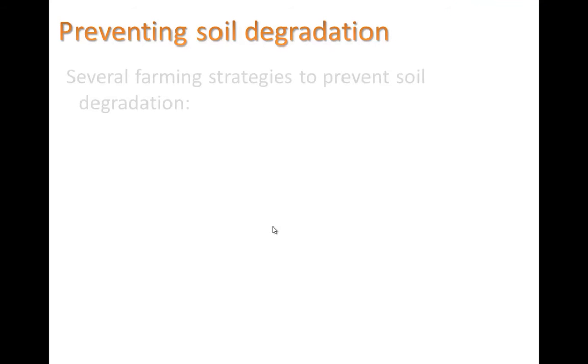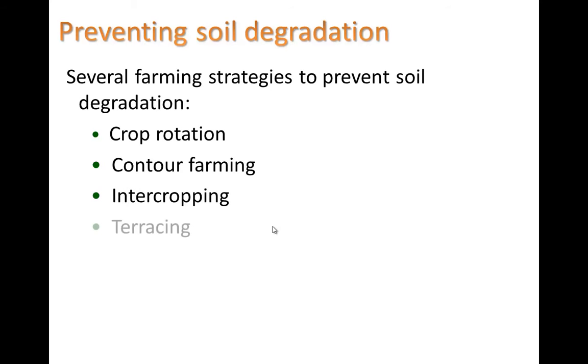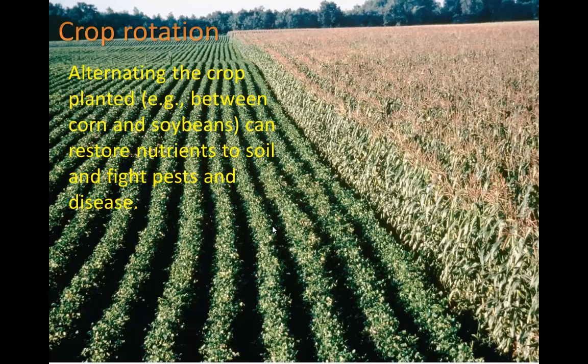So how do we prevent soil degradation? There are many strategies. We can do crop rotation, contour farming, intercropping, terracing, shelter belts, and conservation tillage. We're going to take a look at each one of these.